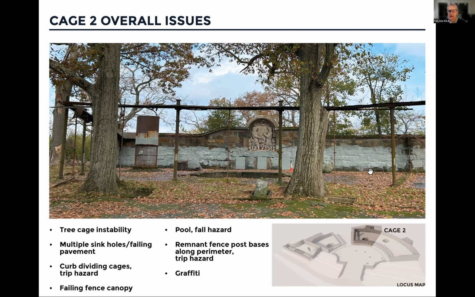There's also a divider between what was cage 2 and cage 3. The remnant of it, the concrete, is actually fairly loose and is a tripping hazard. And there's other things like these old utility vaults that are a fall hazard, and some of the remnant fence posts that are in this curb are tripping hazards.